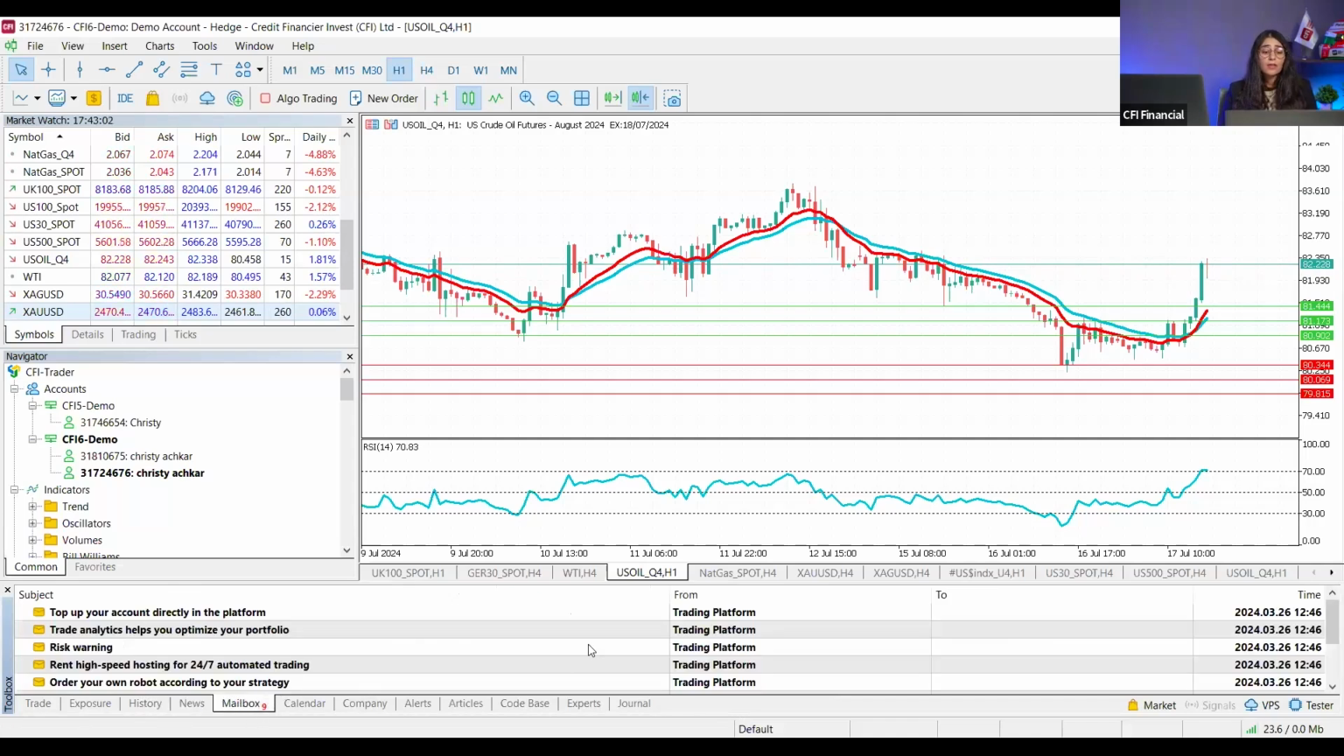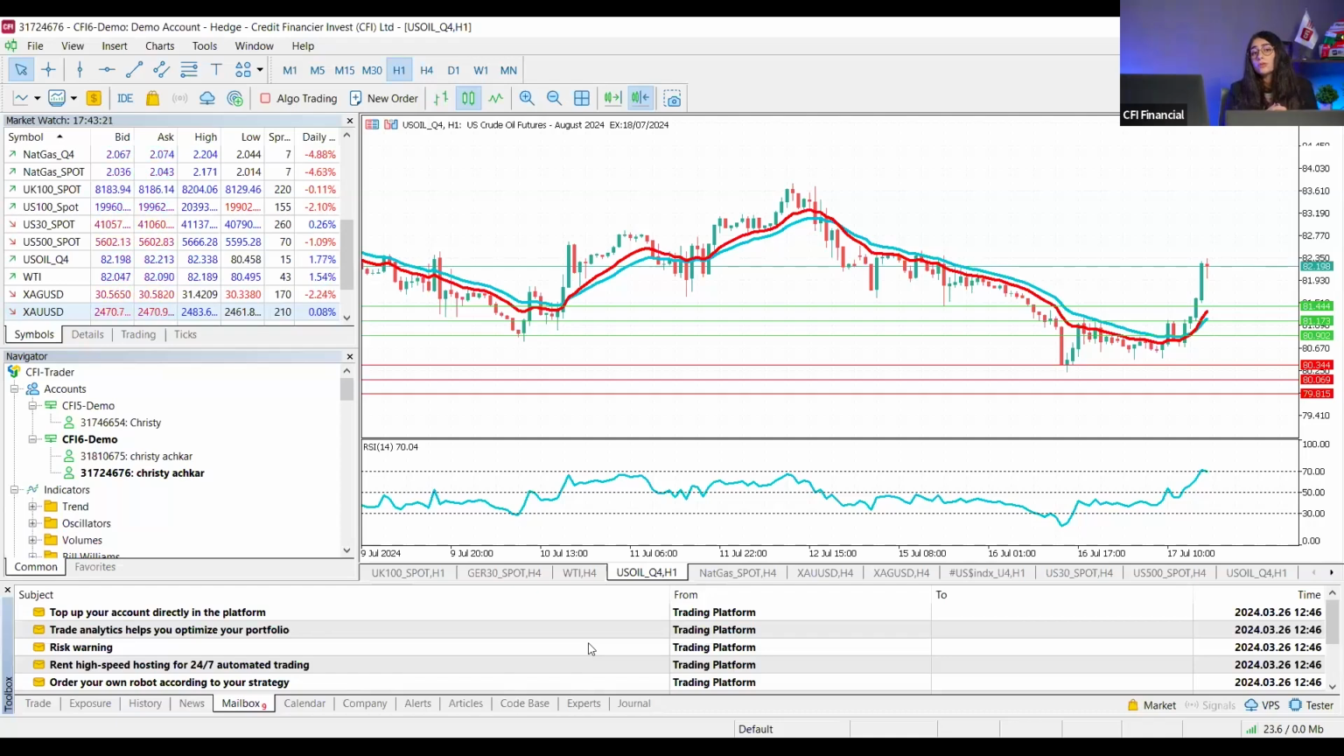And we have the mailbox. The mailbox is very important. You check it on a daily basis. The mailbox will have important messages such as, let's say when it was July 4th, where there was a holiday in the US, markets closed earlier.